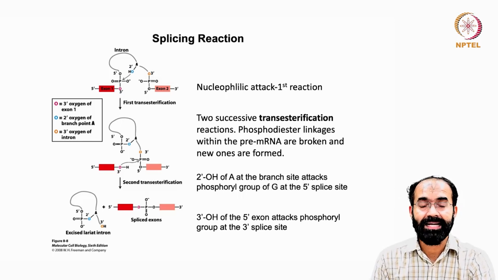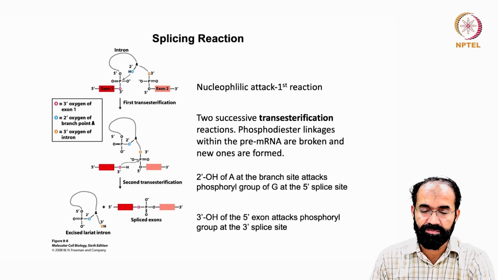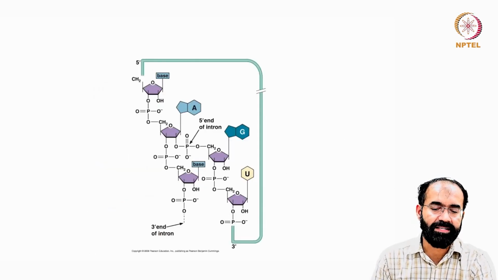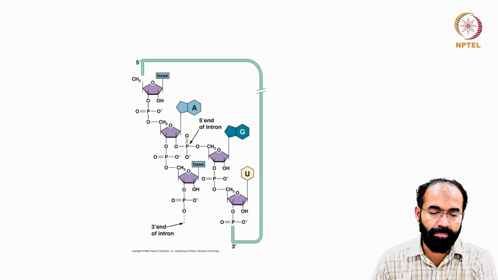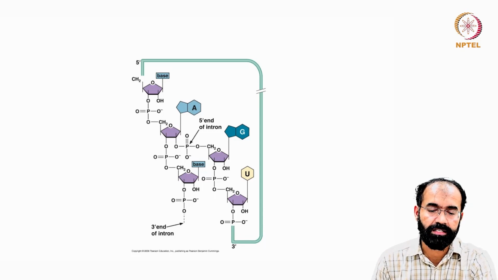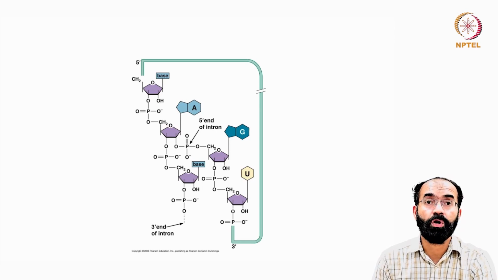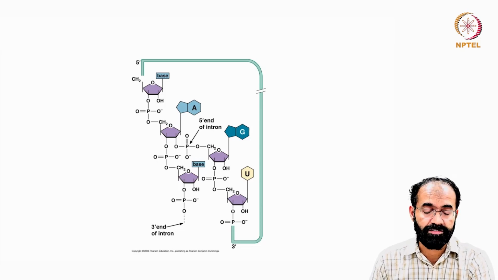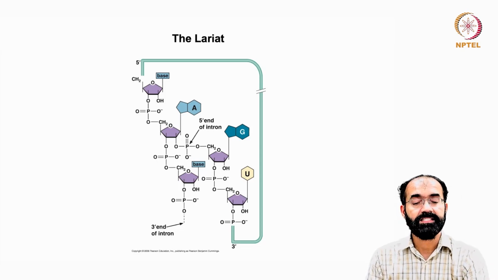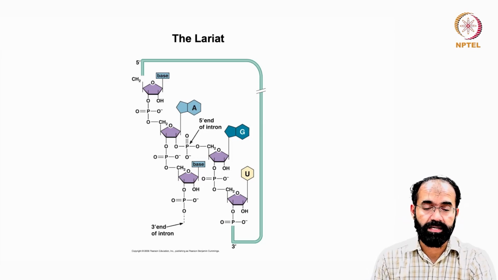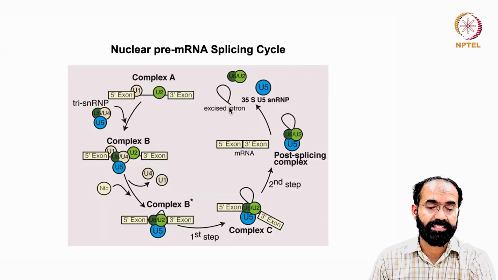So this is the second event, the second transesterification reaction, and this is exactly the bonding that has happened. You have a base and you have this pentose sugar, and it's continuing, and this is exactly the 3' end of the intron, and this is the 5' end of the intron at the molecular level. So this is shown for extra clarity and extra information. This is the way the lariat looks in the intron once it is excised out.